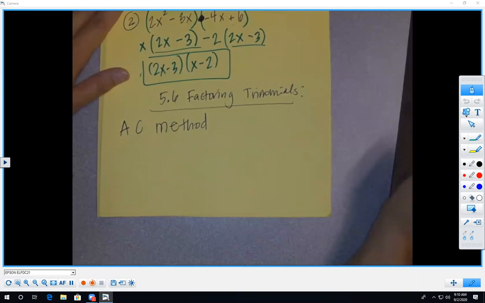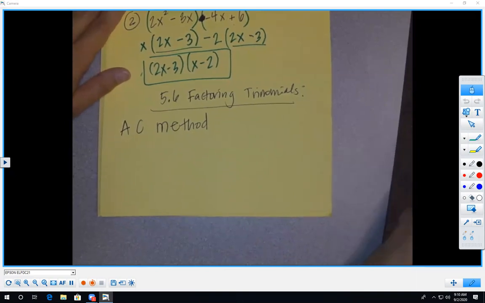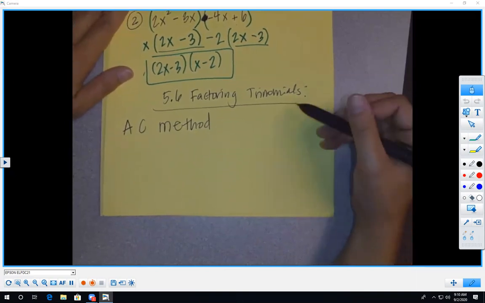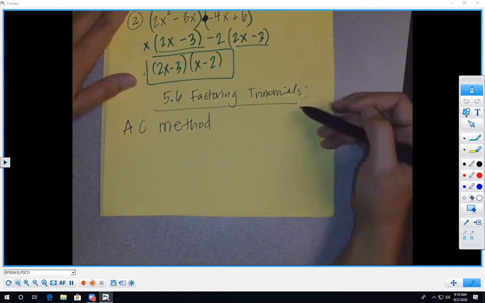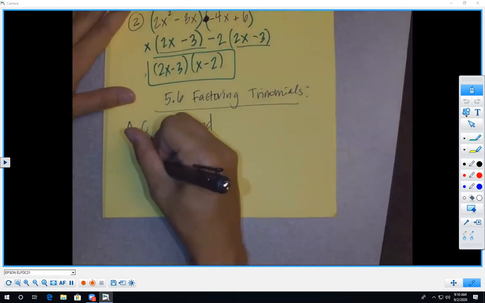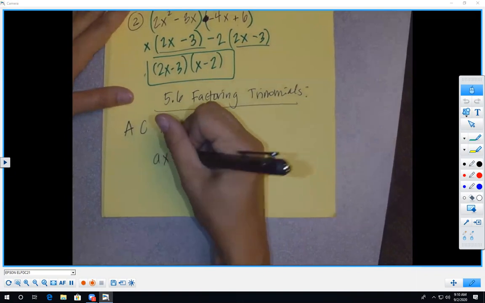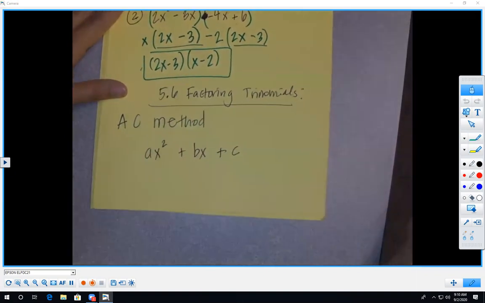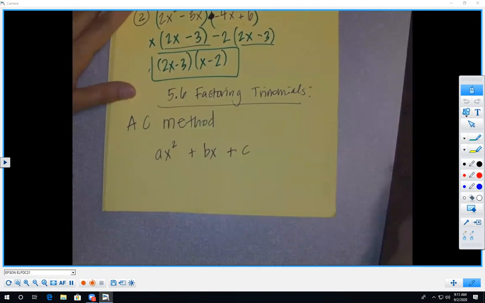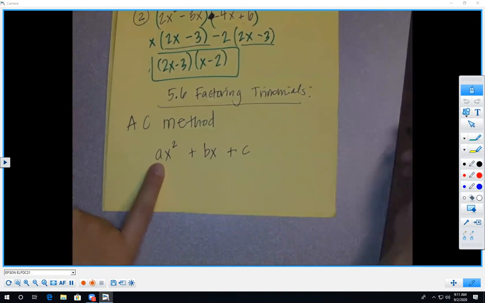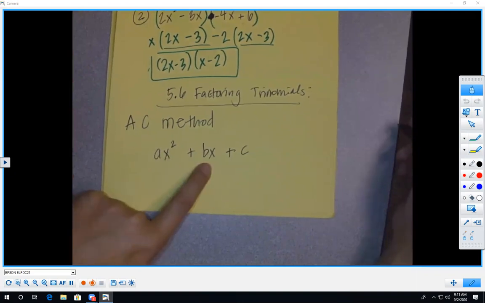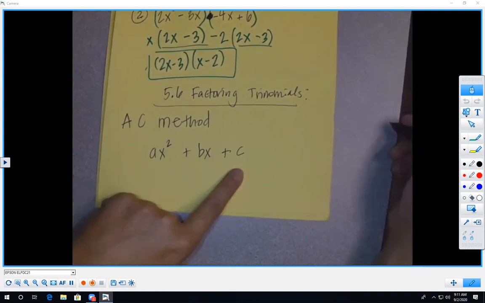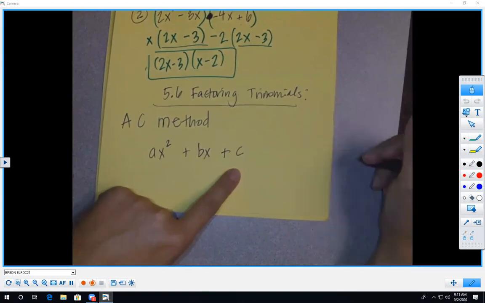Okay, so the first thing we need to talk about is what A is and what C is. When we are factoring these problems, these are all going to be quadratics, and quadratics are written in the form of ax squared plus bx plus c. So A is the coefficient or the number in front of x squared. B is the coefficient or number in front of x. C is the constant or the number by itself at the end.